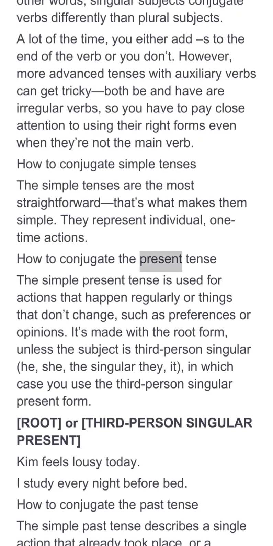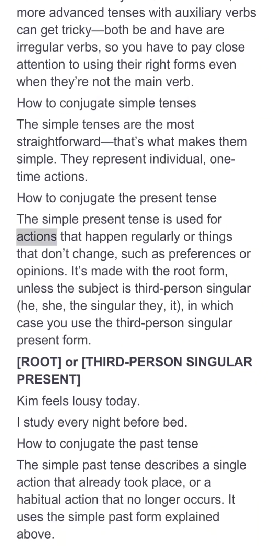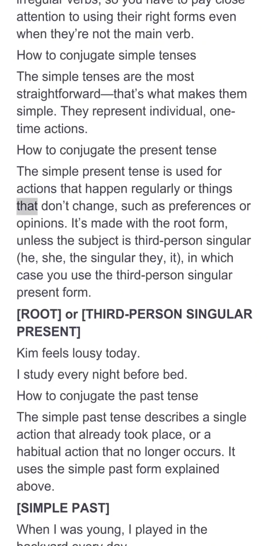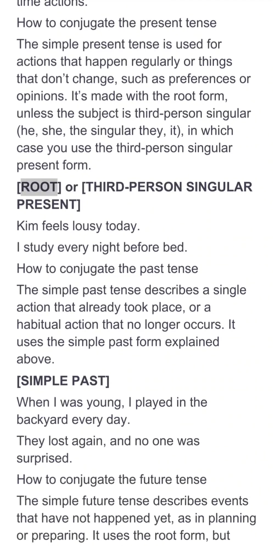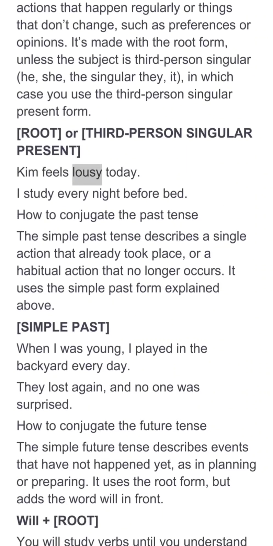How to conjugate the present tense. The simple present tense is used for actions that happen regularly or things that don't change, such as preferences or opinions. It's made with the root form, unless the subject is third-person singular (he, she, the singular they, it), in which case you use the third-person singular present form. Root, or third-person singular present. Kim feels lousy today. I study every night before bed.